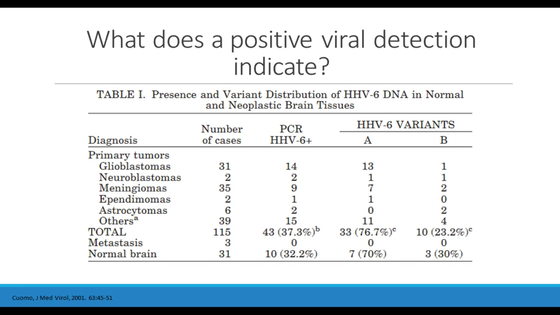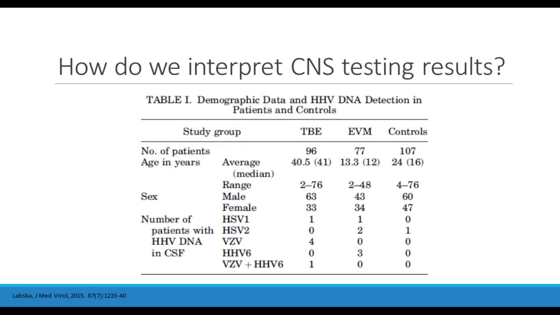So thinking of something that has nothing to do with infectious encephalitis or infectious meningitis, but just looking for the presence of the virus. What we can see is that in about a third of cases, either metastatic or non-metastatic neoplastic brain tissue or normal brain tissue, we're finding the presence of HHV6 DNA. And so this really begs the question of what is the significance of a positive result for this particular virus.